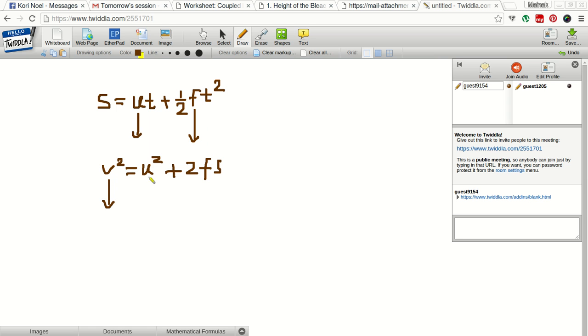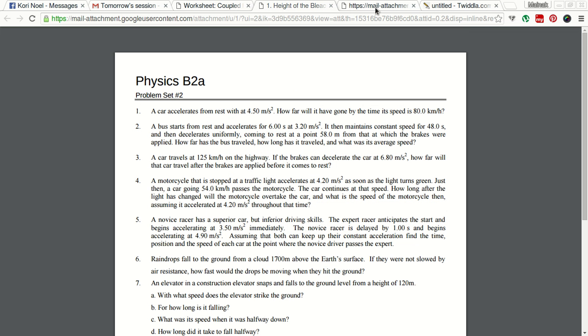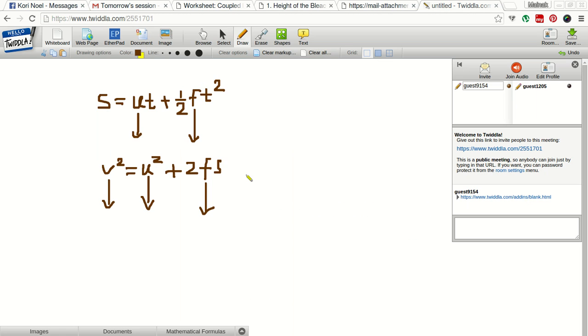We know initially it started from rest, so its initial velocity is 0. We know that its acceleration is 4.5 or whatever, some number given. So we know all the quantities except what we have to find, and that is the total distance covered. This quantity we don't know, right? So which one of these two equations would you use to find the total distance? Can you tell me?